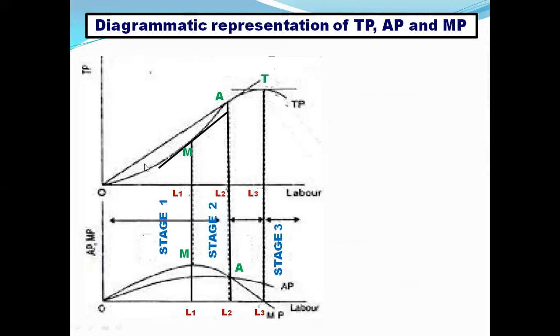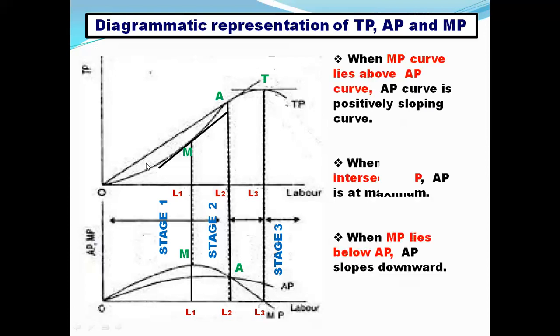So what you will do, first you will draw the vertical axis and horizontal axis, right? And then you will draw the TP curve, as I've said. Now draw M, A, and T. Get the points M, A, and T. M corresponds to maximum MP, A corresponds to maximum AP, and T corresponds to MP is 0, right? Then you draw three vertical lines, and accordingly draw the MP and AP curves. Once you practice, it will become more clear. So we can see when the MP curve lies above the AP curve. See here, this is the MP curve.